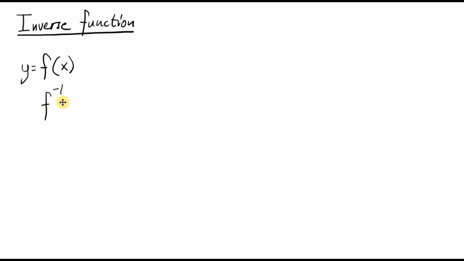The inverse function you write like this. If you put in y into the inverse function, it will give you the x that gave rise to this y. So these are like opposites. Note that this does not mean 1 over f. So this does not mean that. This is just a symbol for the inverse function.